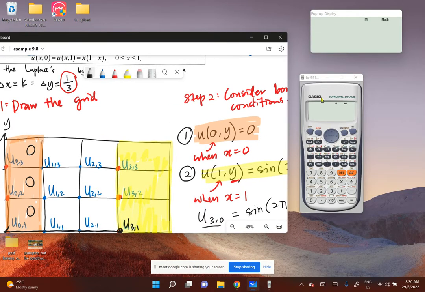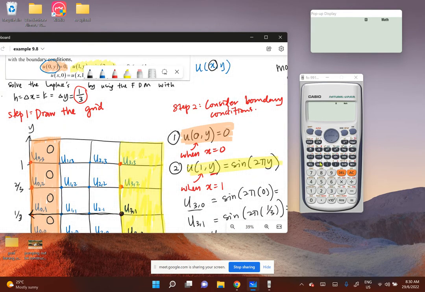Using the calculator, you can just press sine 2 pi y. Remember, because this is sine, you have to make sure your calculator is in the radian mode. So 2 plus sine 2 shift pi alpha y, close the bracket, and calculate the value of y.